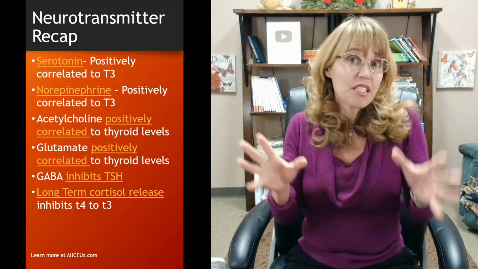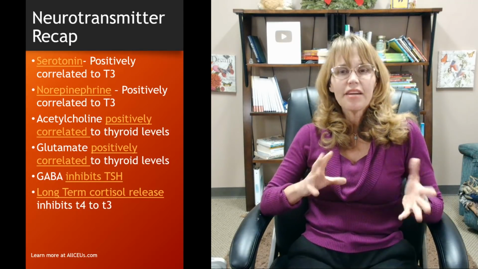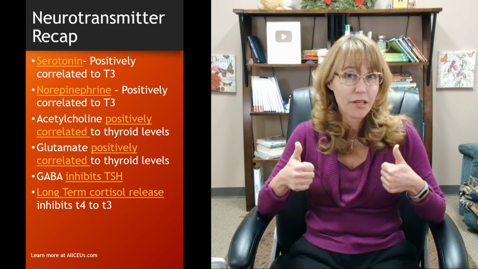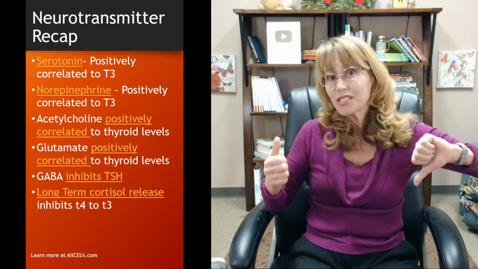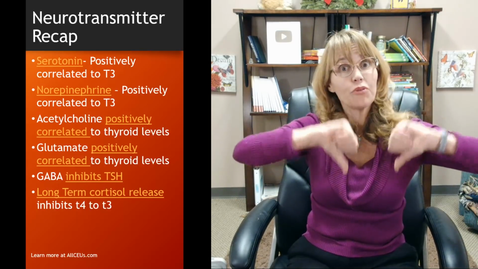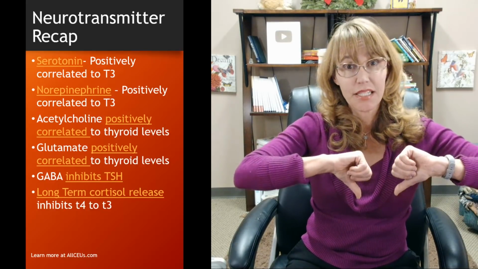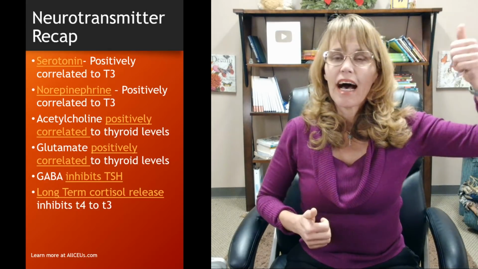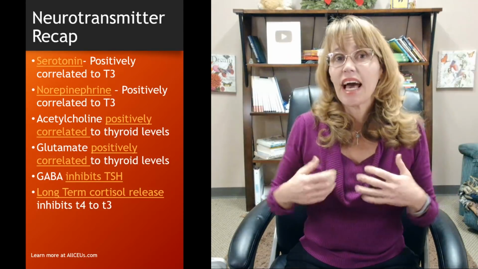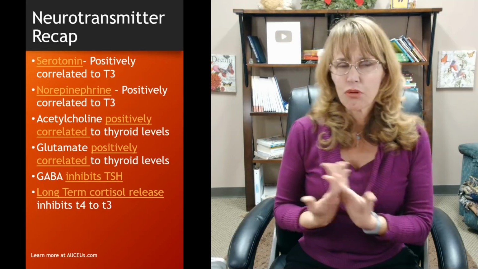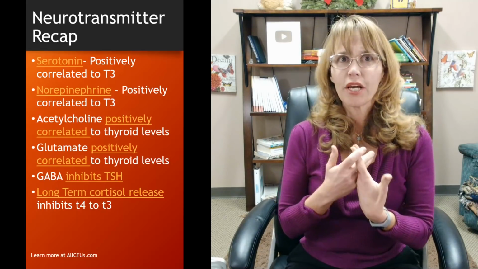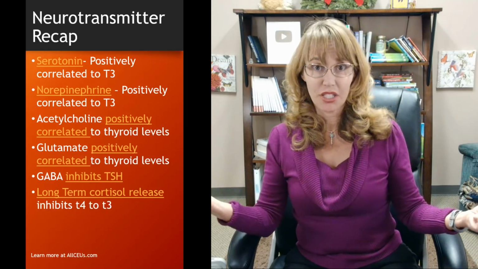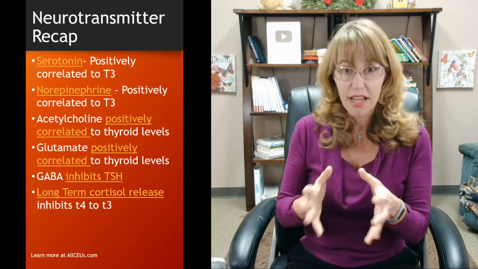Just to touch on some of the neurotransmitters while we're at it, serotonin is positively correlated to T3. As serotonin goes up, T3 goes up. Well, that makes sense. Low serotonin tends to correlate with low T3, tends to correlate with hypothyroidism. High serotonin, higher than it's supposed to be, is often correlated with high T3 and anxiety and irritability. Remember, with our neurotransmitters, we go by the Goldilocks principle. Too little is going to cause symptoms. Too much is going to cause symptoms. We want it to be just right in the middle.